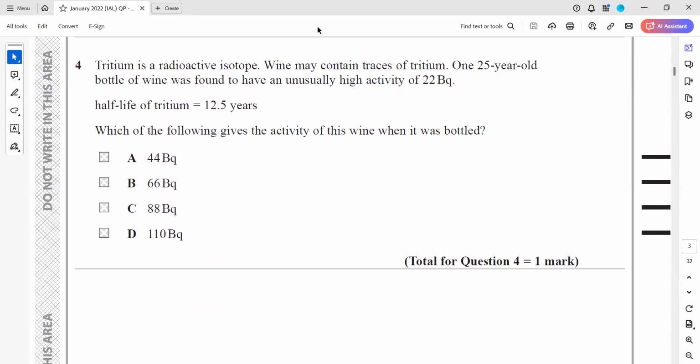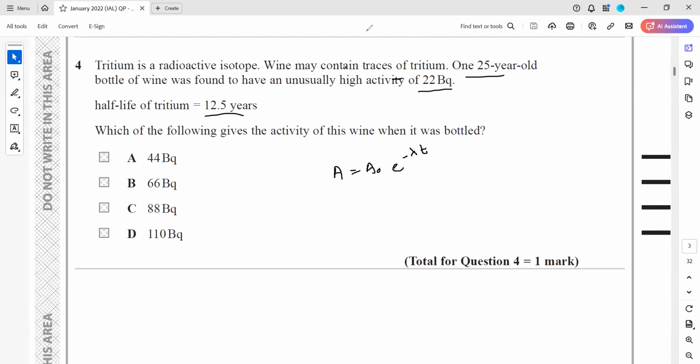Tritium is a radioactive isotope. Wine may contain traces of this. A 125-year-old bottle of wine was found to have a high activity of 22 becquerel. The half-life is 12.5 years. Which of the following gives the activity when it was bottled? We need the original activity. So we have the formula A equals A naught e raised to the power minus lambda t.